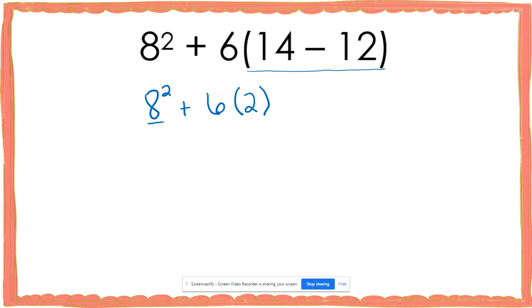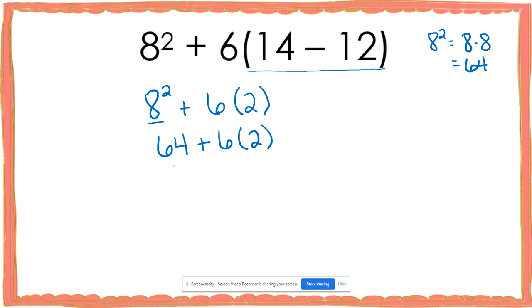Well, I have 8 to the second power. And 8 to the second power means to multiply 8 by itself 2 times. So that means 8 times 8. And when I solve 8 times 8, I get 64. So 8 to the second power is equal to 64. And now I'm going to add the rest of this, which is plus 6 times 2.